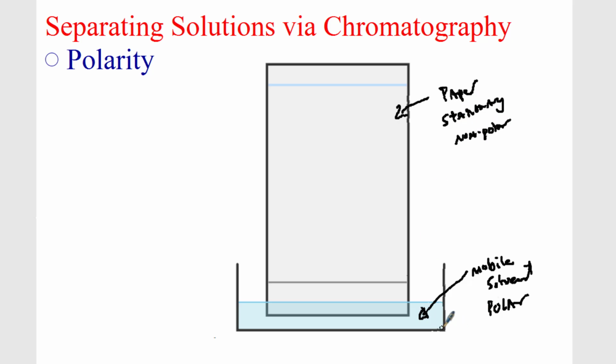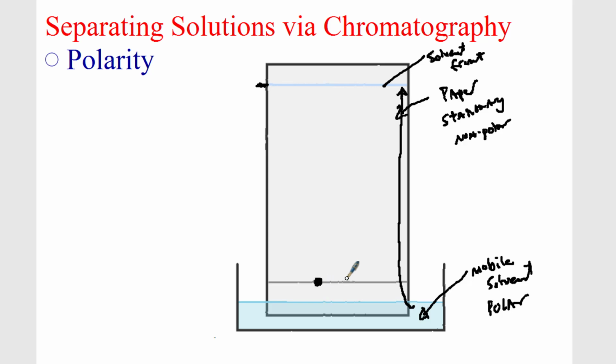The solution down here is polar, which means the polar solution will start to move its way up the paper, and it's going to get up to this spot right here. We're going to call this the solvent front. So let's say we have a little dot from a marker, not right here, but at this starting line right here. So we're going to put a little dot right here.